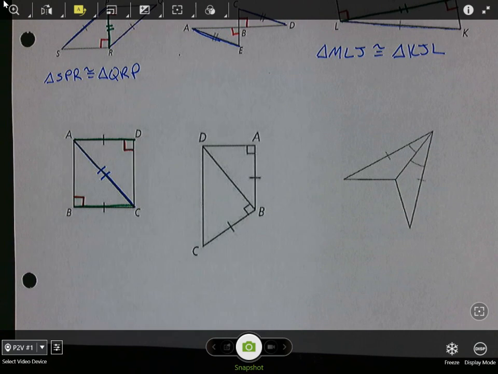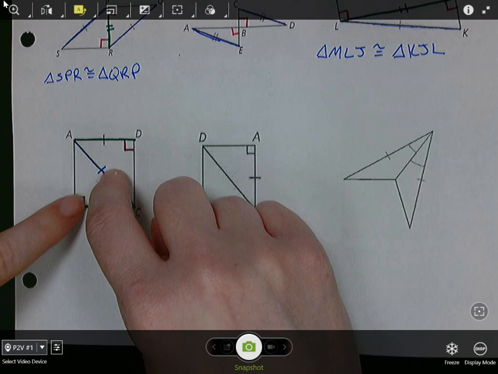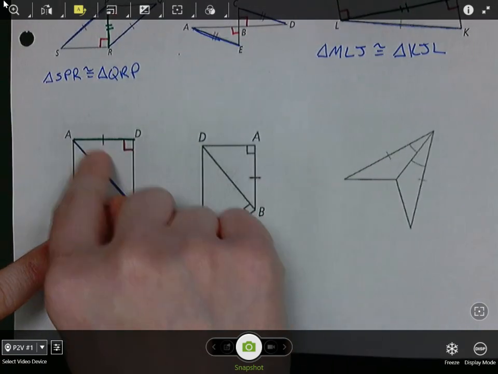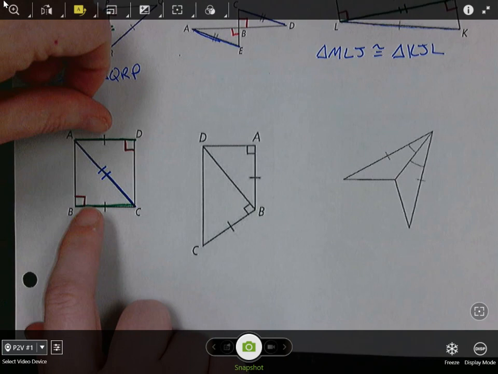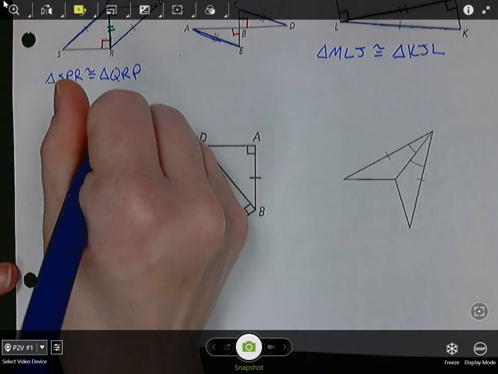Yes. Because you have a pair of angles, right angles. This is the hypotenuse for both triangles. So here's the hypotenuse, here's the hypotenuse, and it's marked congruent. And then here's a pair of legs. Okay, so the answer would be yes, it's hypotenuse leg.